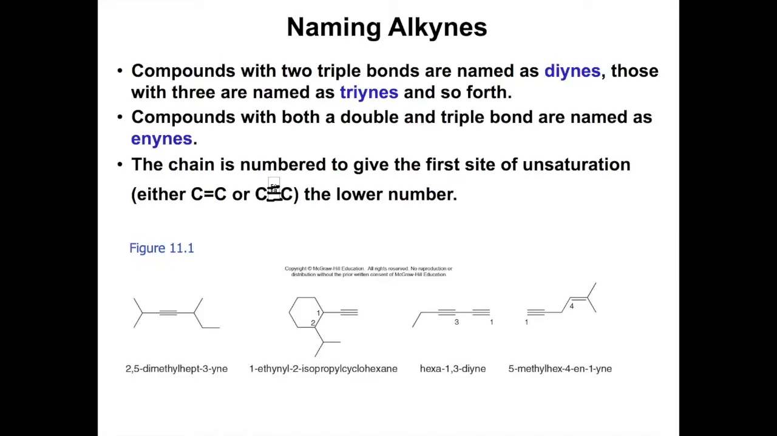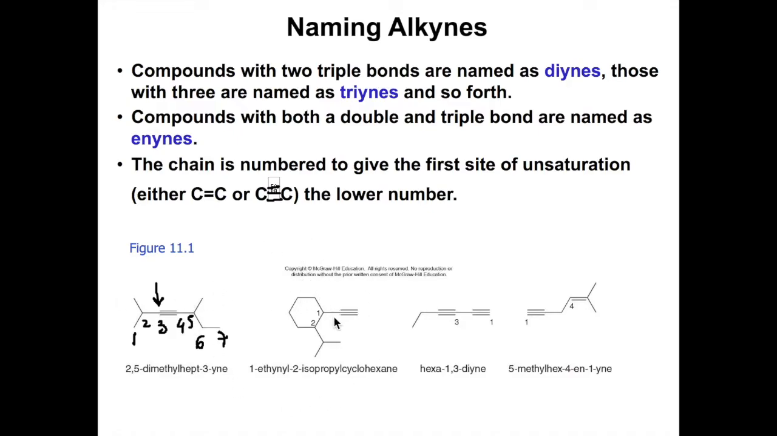Let's look at some examples here. For example, in this one right here, the longest possible chain will be this one right here. And now we have to choose the numbering that will put the double bond in the lowest possible position. Sorry, not the double bond, the triple bond. So in this case, 1, 2, 3, 4, 5, 6, and 7. You see the triple bond ends up being on 3. And we have the substituents, the 2 dimethyls, on 2 and 5.